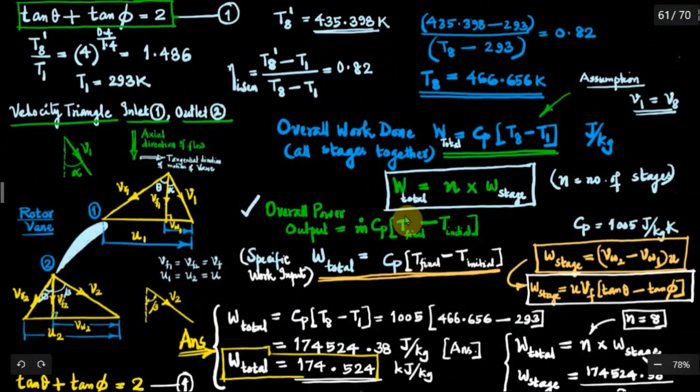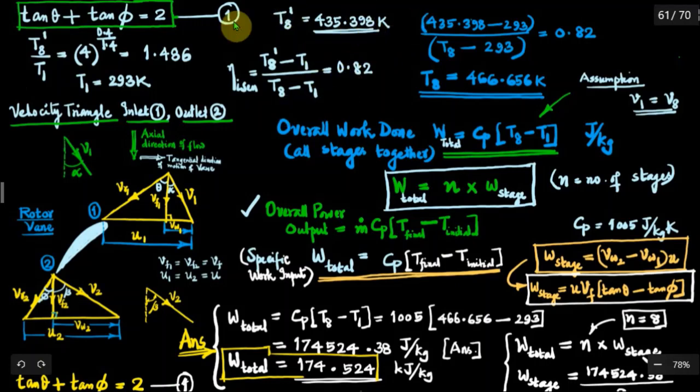So now we will consider that relation. This is the relation we got earlier: tan theta plus tan phi is equal to 2. That is stated as equation number 1. And now this is the temperature ratio we discussed just now. T8 dash by T1 is equal to P8 by P1 raised to gamma minus 1 by gamma. P8 by P1 is 4, so you will get 1.486. If you substitute, T8 dash by T1 is equal to 1.486, and T1 is 293 Kelvin. Obviously you can get T8 dash. What is T8 dash? It is equal to 435.398 Kelvin. Please verify the answers.